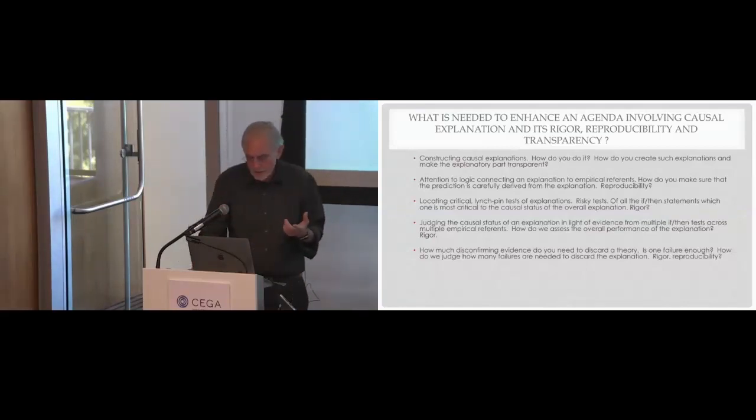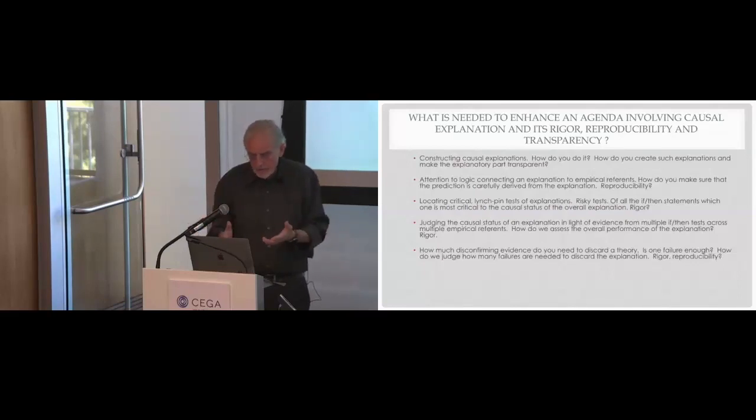And then judging the causal status of an explanation in light of evidence from multiple if-then tests across multiple empirical references. How do we assess the overall performance of the explanation across all of them? I think it's sort of seat of the pants. This looks like it's working. Read my article, most times it worked. But is there any other way to do that? And how do we talk to each other about how to do that?